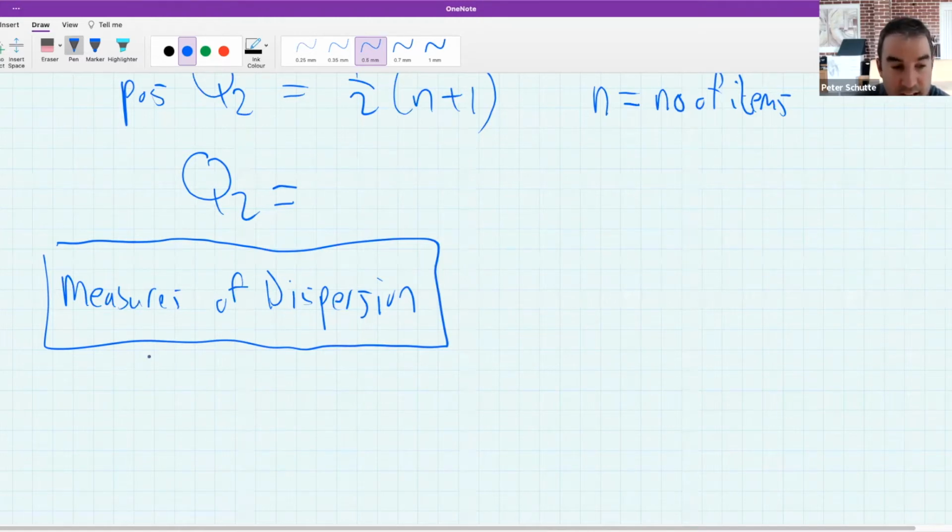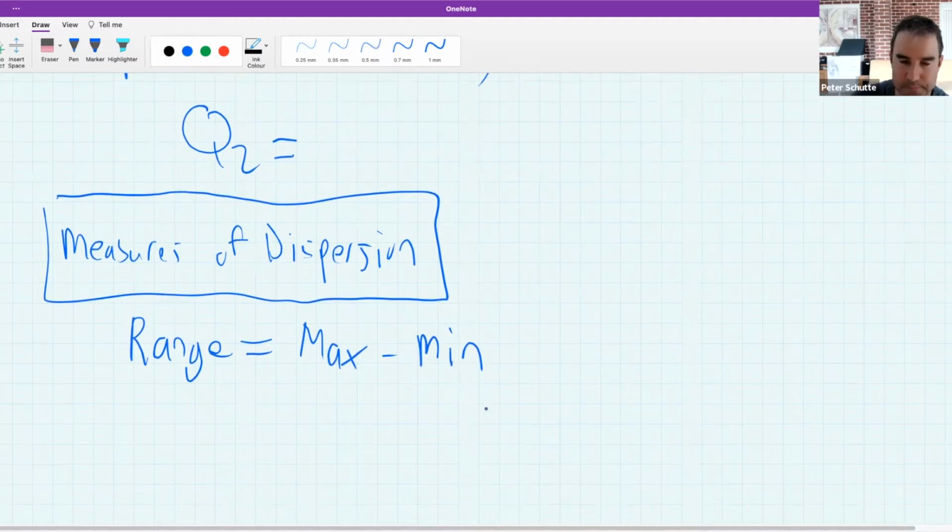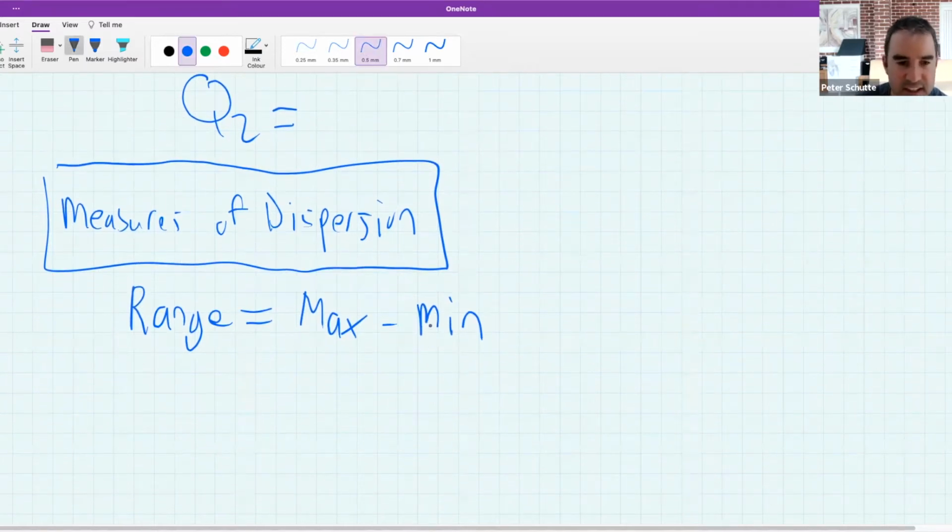I see Q1 and Q3 are coming along, but I was thinking, actually, the simplest way to measure how spread out the data is something called the range. The range is just the biggest number, or the maximum number, minus the minimum number. So that is the easiest way to measure how spread out the data is. However, it's not the most reliable, but it is something which we're going to talk about today.